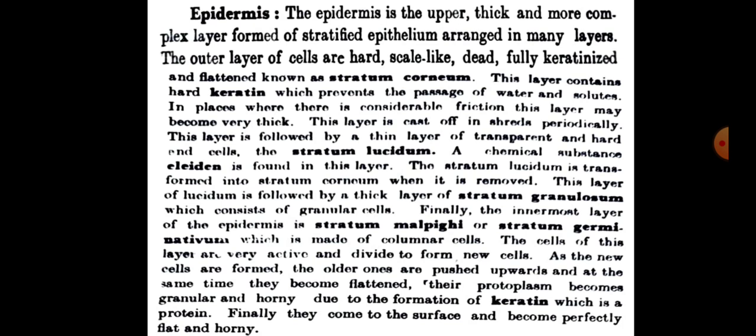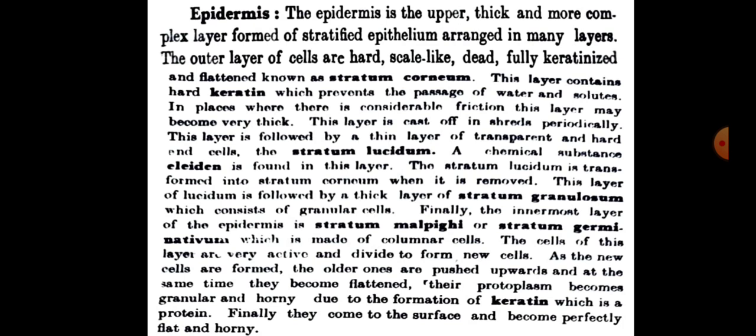A chemical substance, eleidin, is found in this layer. The stratum lucidum is transformed into stratum corneum when it is removed. This layer of lucidum is followed by a thick layer of stratum granulosum which consists of granular cells. Finally, the innermost layer of epidermis is stratum malpighii or stratum germinativum which is made up of columnar cells.